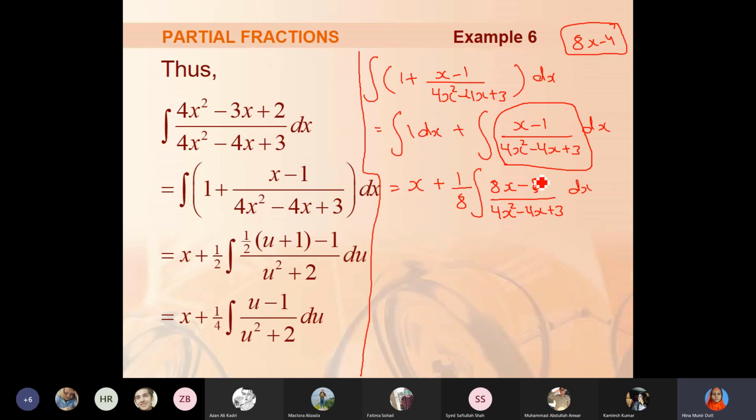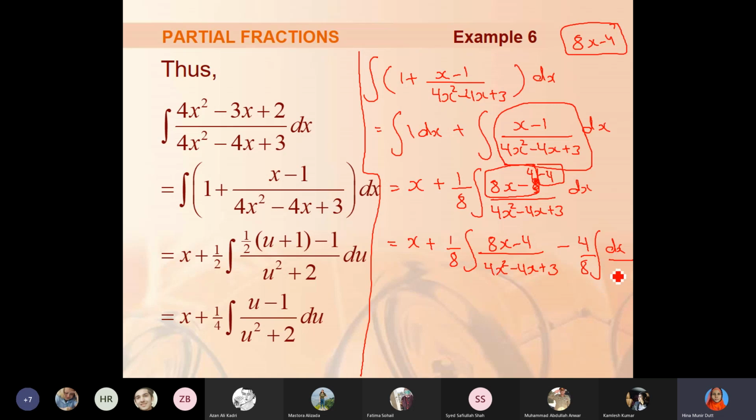So what will I do? I will break this minus 8 into minus 4 and minus 4. Or I will add minus 4 plus 4 over here. Whatever. Is equal to x plus 1 over. Now this minus 4 is extra. So I will break this fraction into two parts. One for 8x minus 4 and the other one for minus 4. I will write it 1 over 8, 8x minus 4 over 4x square minus 4x plus 3. And the other one for this minus 4. Minus 4. Don't forget about this 1 over 8.